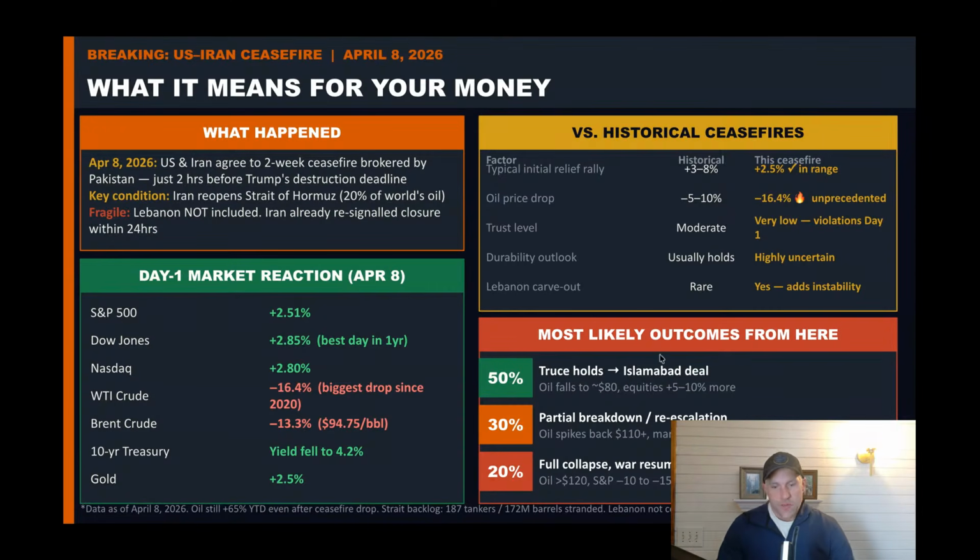And again, just looking at the probabilities here, 50% likely that the truce holds. Those in-person negotiations will start tomorrow. And then you could see here a partial breakdown. Really anywhere within the truce holds or the partial breakdown is okay, because that's ultimately going to lead to a resolution. But it's that 20% where there's a full collapse and the war resumes that's going to lead to just the overall negative outcome.